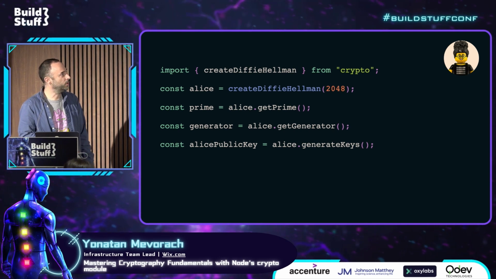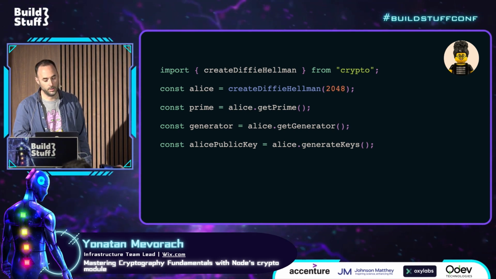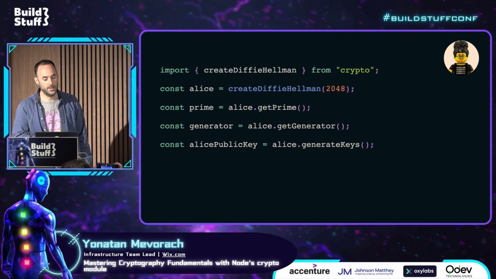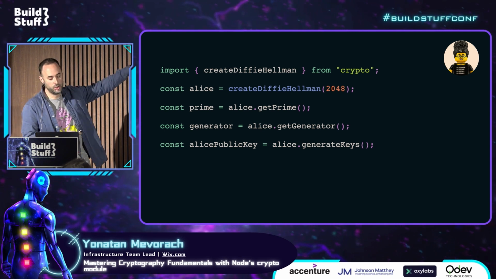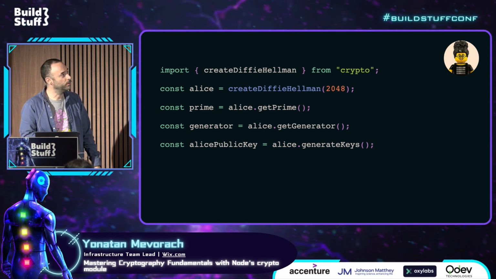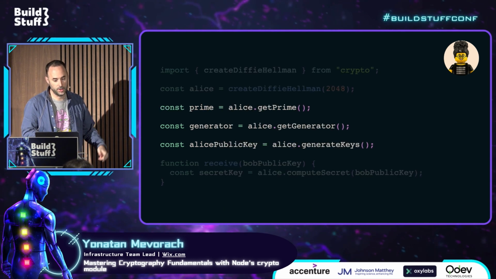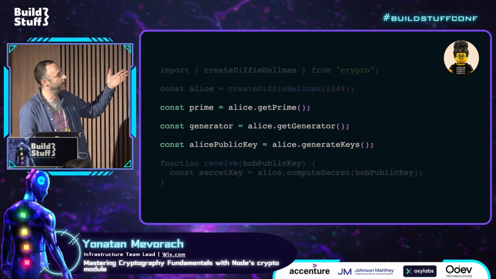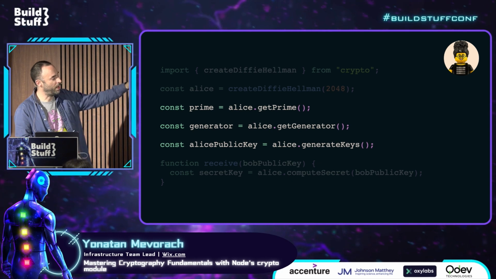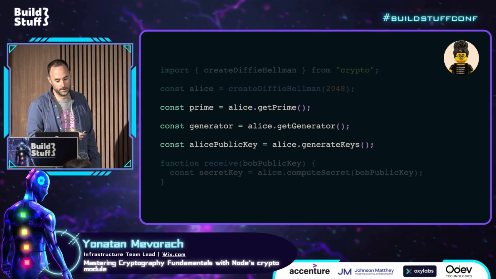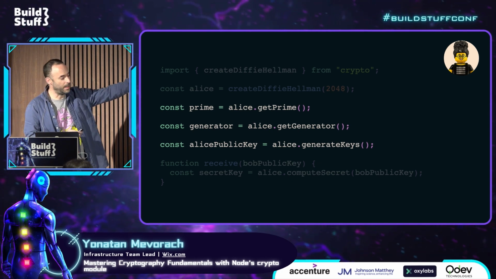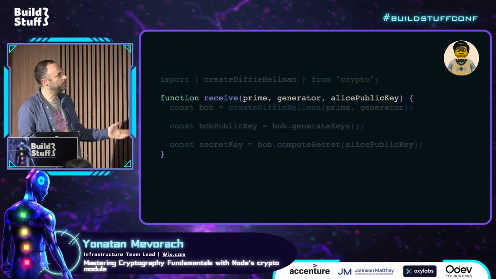To do the key exchange, this is Alice's code. First she calls createDiffieHellman. This on my machine takes 20 seconds, so it's a very slow function to execute. And then she gets the prime, the generator, and her public key. The private key is hidden inside. And then she can send these over to Bob.